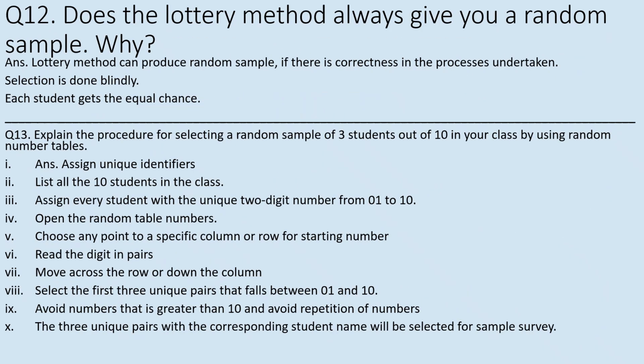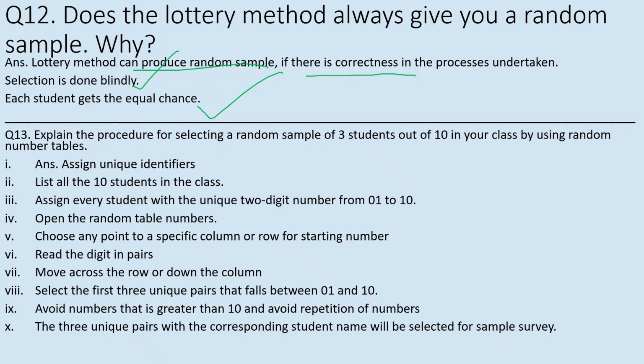Now question 12 says, does the lottery method always give you a random sample? Why? The lottery method can produce a random sample if there is correctness in the processes undertaken. Selection is done blindly, so everyone gets a chance and it is fairly done. Each student gets an equal chance. So the lottery method always gives you a random sample.